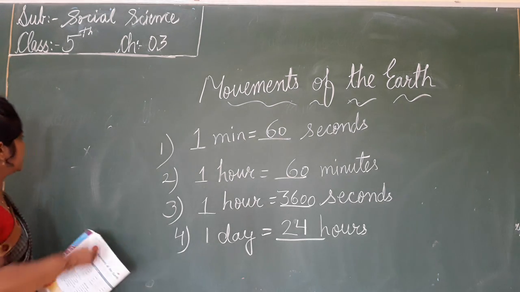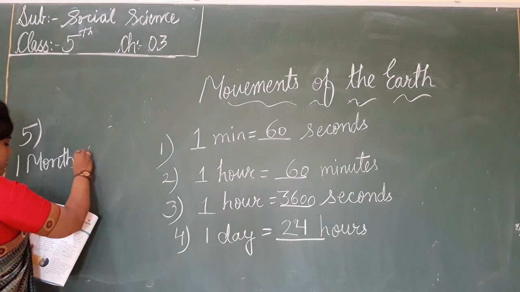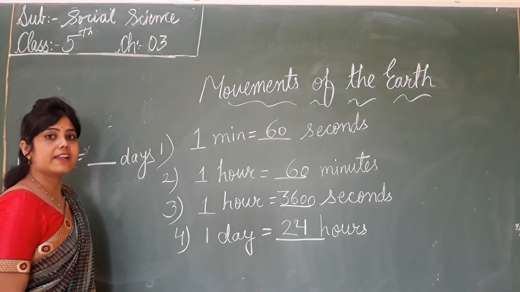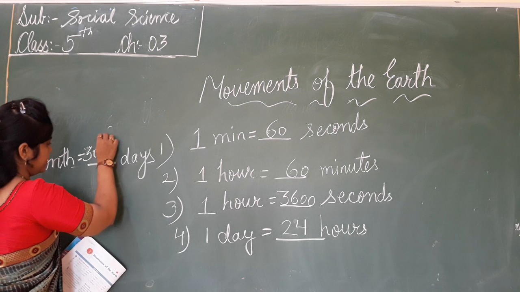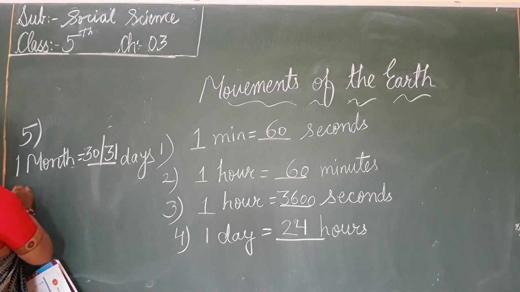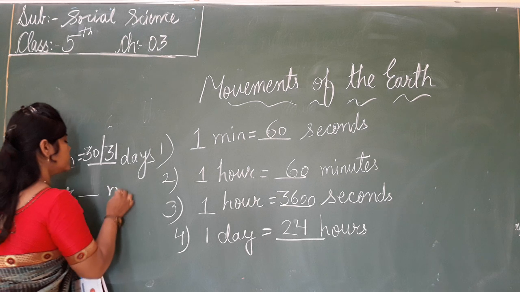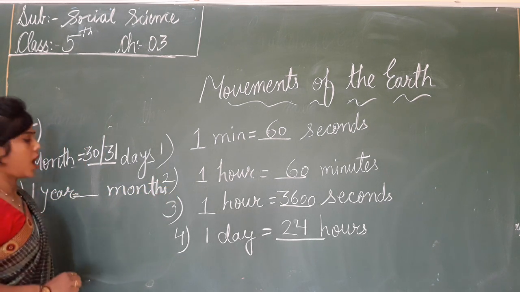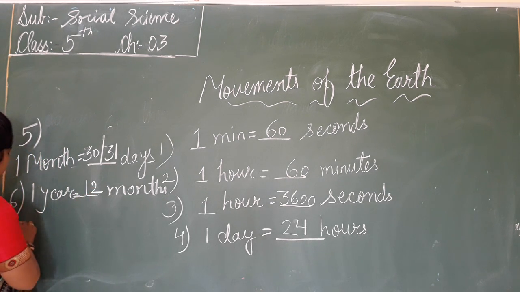Now the fifth one: 1 month is equal to how many days? In some months there are 30 days and in others 31 days. Now the sixth question: 1 year is equal to how many months? There are 12 months in a year.